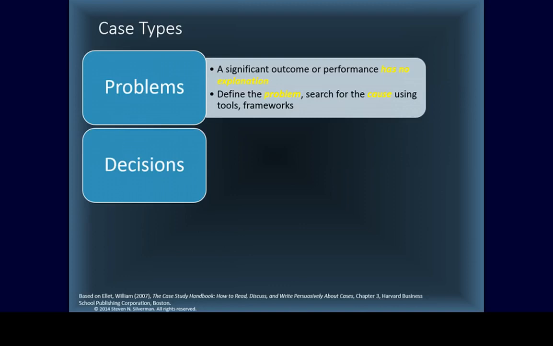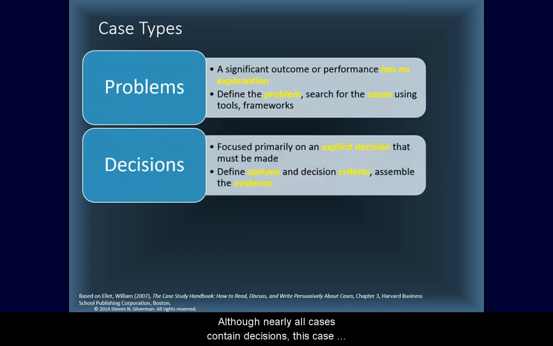Decisions. Although nearly all cases contain decisions, this case type is focused primarily on an explicit decision that must be made, for instance, build versus buy. Then identify decision options and decision criteria and apply the evidence to the criteria.